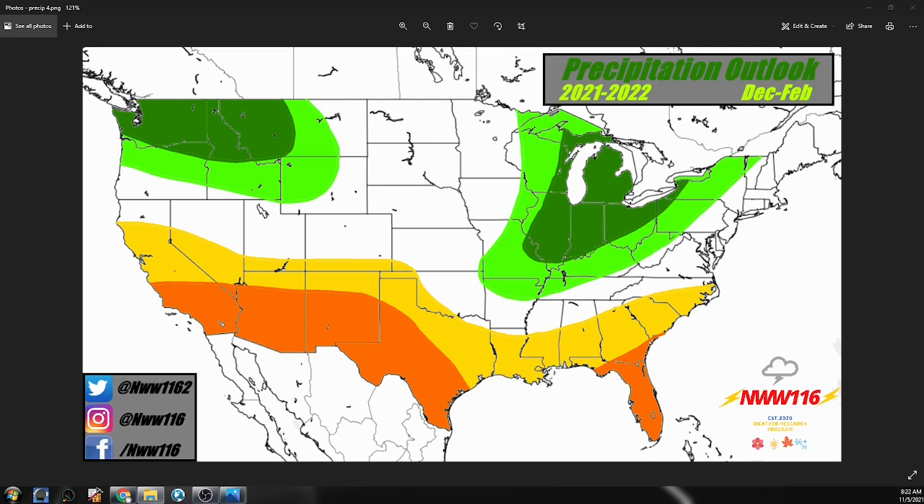So let's go ahead and take a look here at that exciting snowfall forecast for the 2021 through 2022 season.